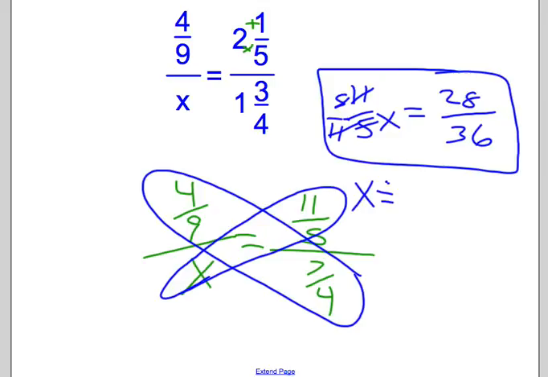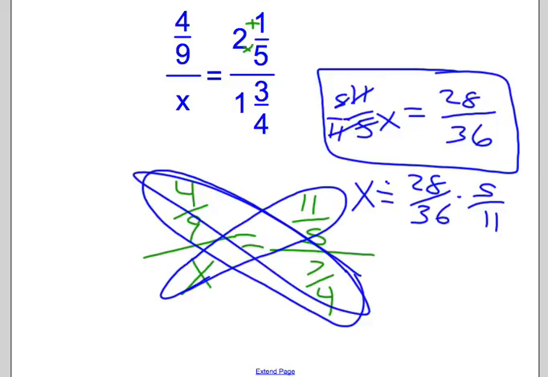And then on the other side, I'm going to write it out for this problem. So it's 28 over 36 times 5 over 11. Multiplying by the reciprocal. Why don't we just multiply 5 over 11 first? You have to get those other two together first. But you don't have to show that stuff. You just go straight to that.